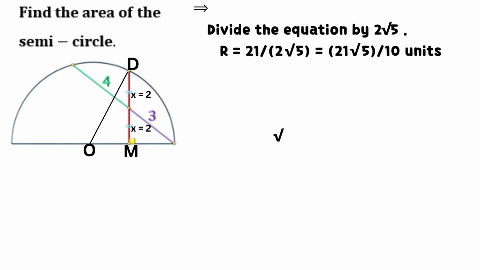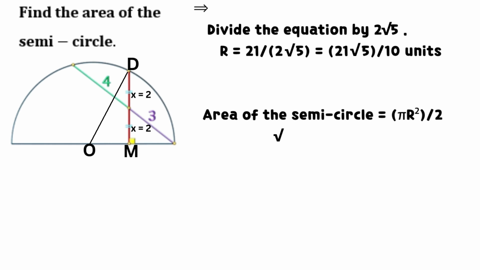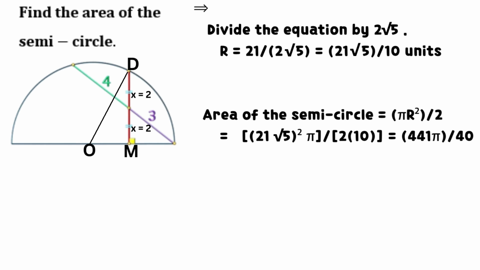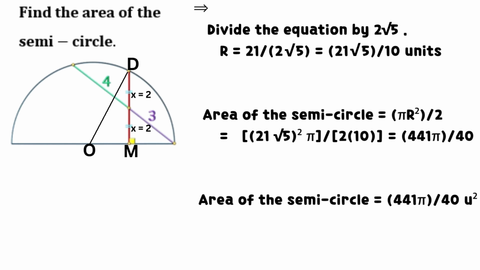Divide the equation by the product of 2 and the square root of 5. We have that R equals 21 divided by 2 times the square root of 5, which equals 21 times the square root of 5 divided by 10 units, after rationalization. Therefore, the area of the semicircle equals half the product of pi and the square of R, which equals the product of 441 and pi divided by 40 square units, after substitution and simplification of numerical values.